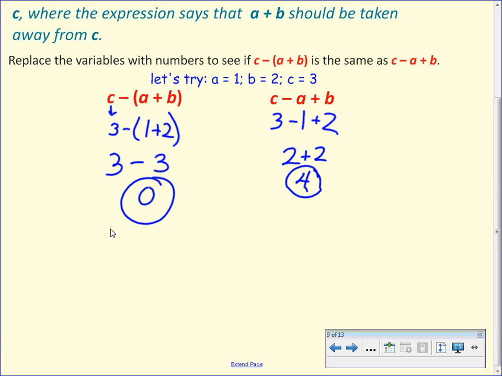Okay? Any questions here? So far, so good? Here we took a away from c, where here we took the sum away from c, and that made the difference. Okay? All right, let's keep going.